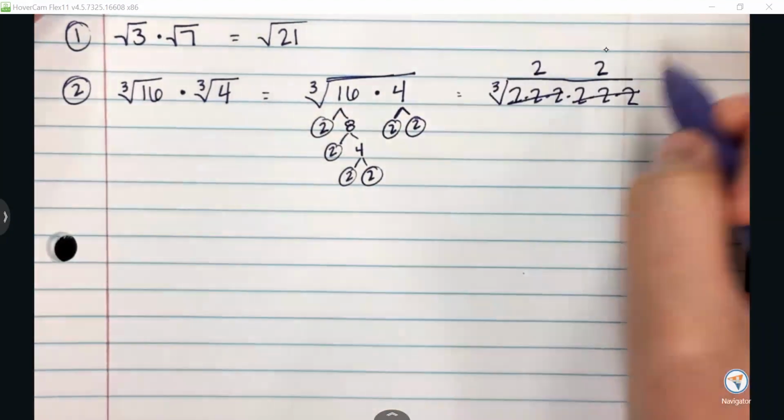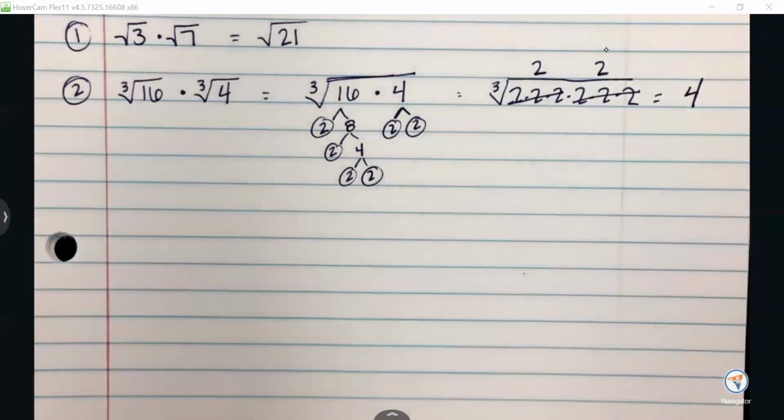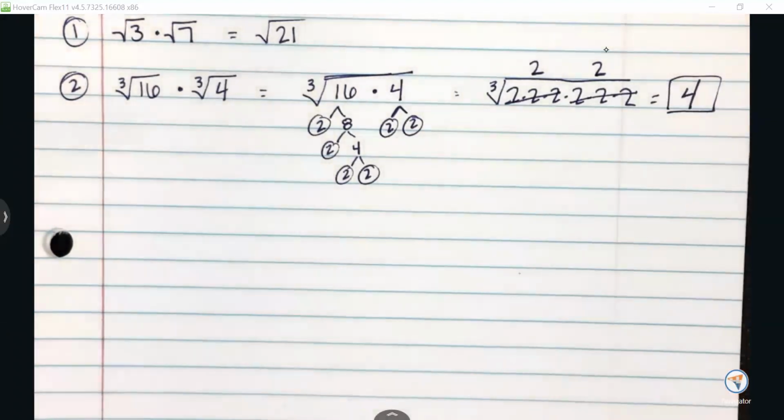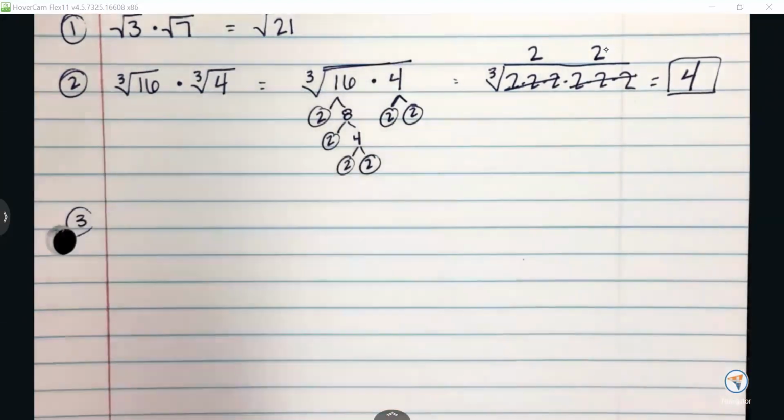So numbers outside multiply. So 2 times 2 is 4. Is there anything left on the inside? No. Okay. That one was a perfect number. That's why it came out to just a 4. So let's go try it again with different numbers.